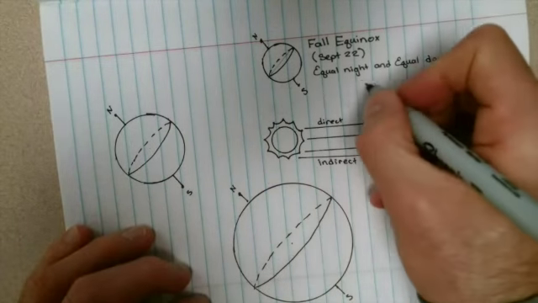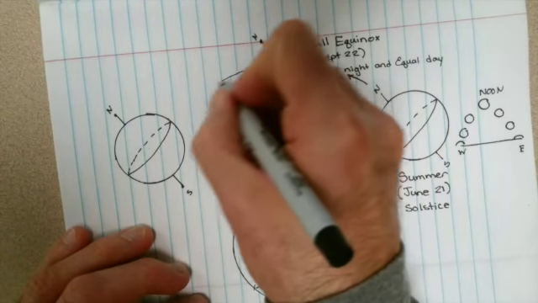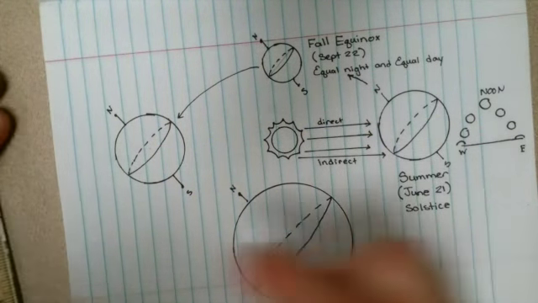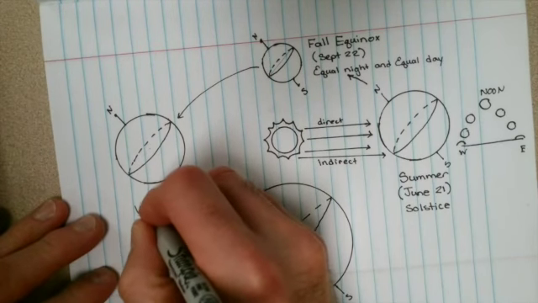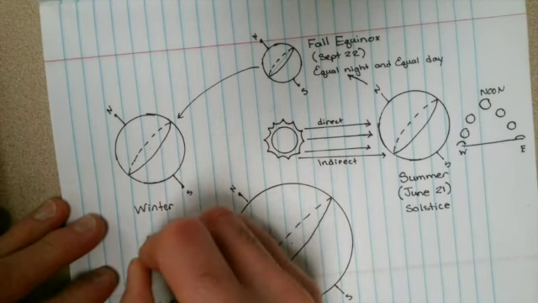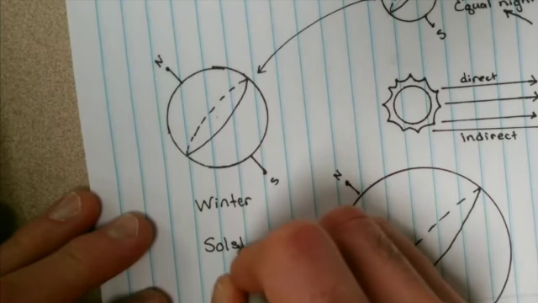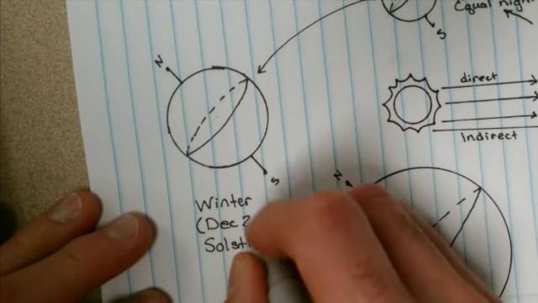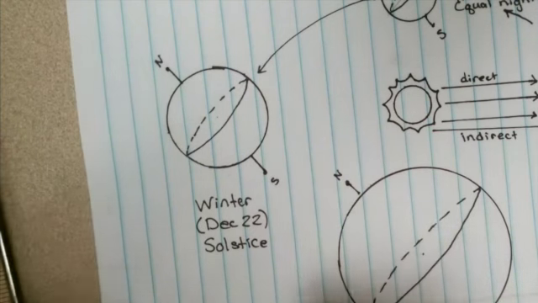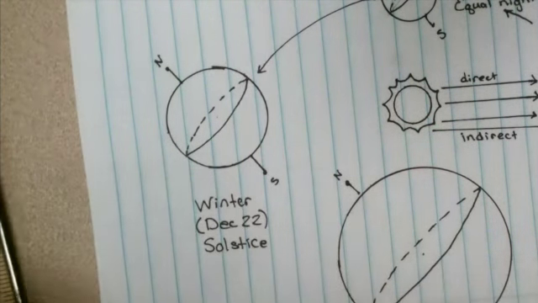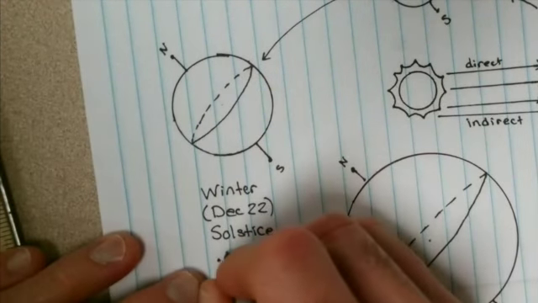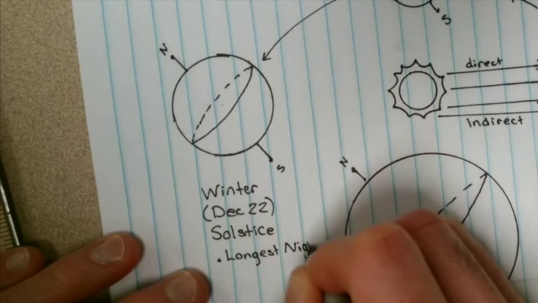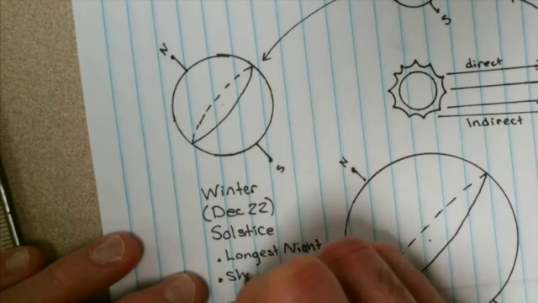So from there, now we're heading over to winter, which is why I'm making this video right now. And at winter, it's called the winter solstice. And that's on December 22nd. Okay, that's when we have the longest night and the shortest day. Maybe we should add that. Longest night, shortest day.